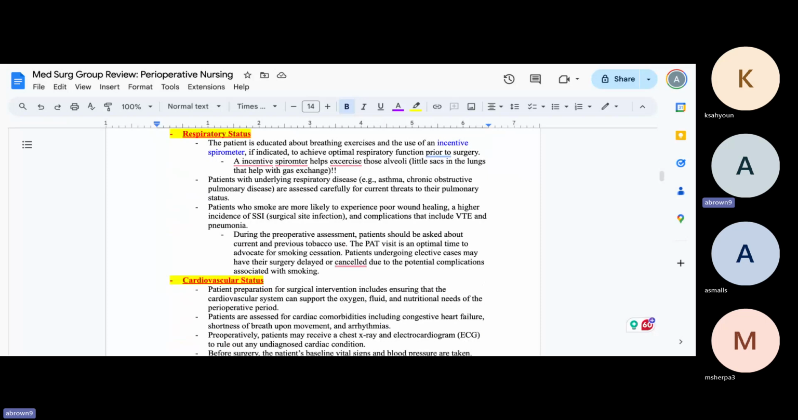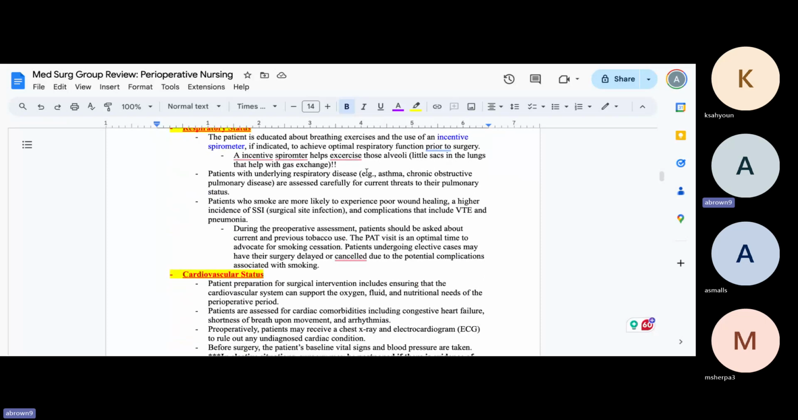You also want to check their respiratory status. The patient is educated about breathing exercises and the use of an incentive spirometer. Patients usually use this before surgery and after surgery as well. They breathe into it because it helps expand the alveoli, the little sacs in the lungs that are responsible for gas exchange. So it helps expand those alveoli to make sure the lungs are working well. An incentive spirometer helps exercise the alveoli.